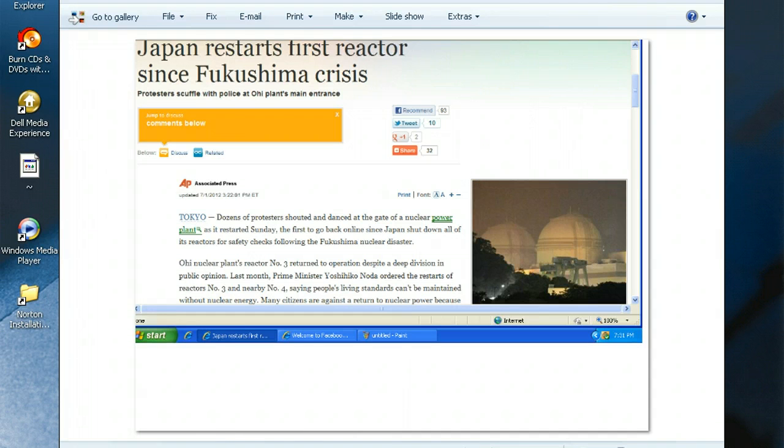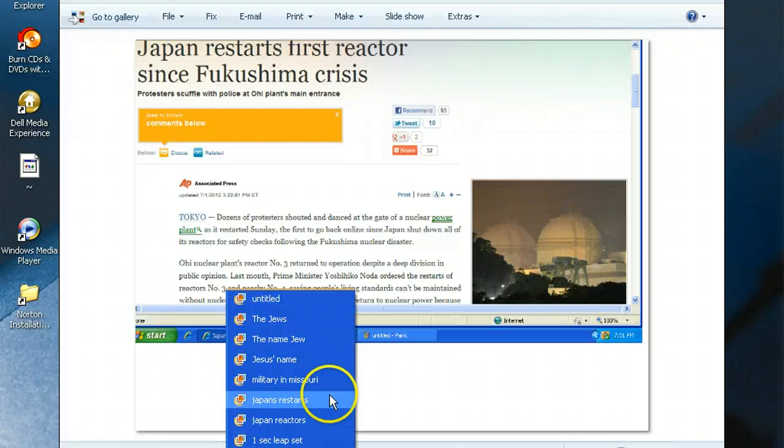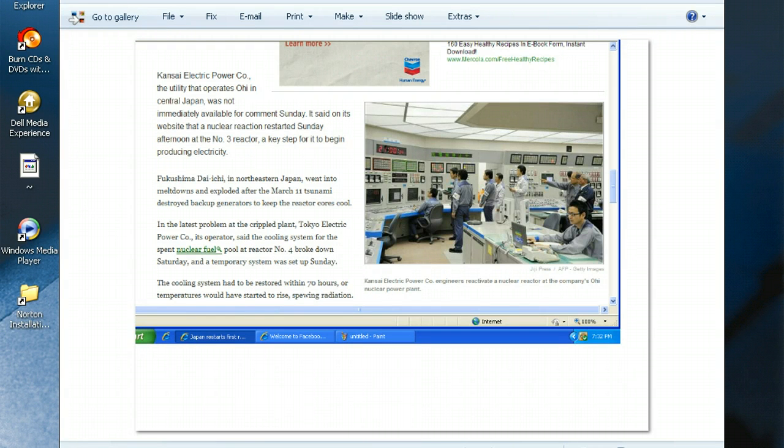And here we go again. Everybody see this one? Protesters were protesting it. Ohi nuclear plant in Japan, reactor number 3, returned to operations despite a deep division in public opinion. Prime Minister Yoshihiko Noda ordered the restarts of number 3 and number 4, saying living standards cannot be maintained without nuclear energy. Then we come to the other part of the article: Kansai Electric Power Company, which operates Ohi in central Japan, was, coincidentally, not available for comment Sunday. It said on its website that a nuclear reaction restarted Sunday afternoon at the number 3 reactor, a key step for it to begin producing electricity.